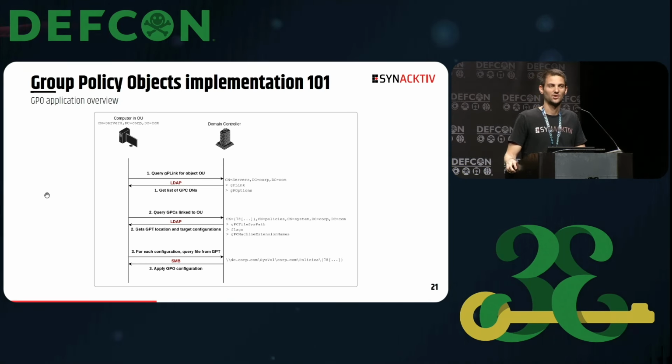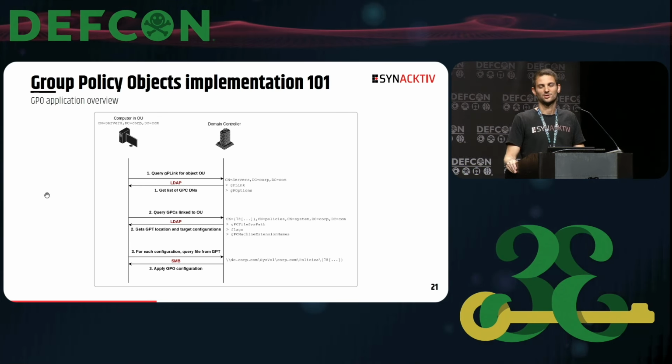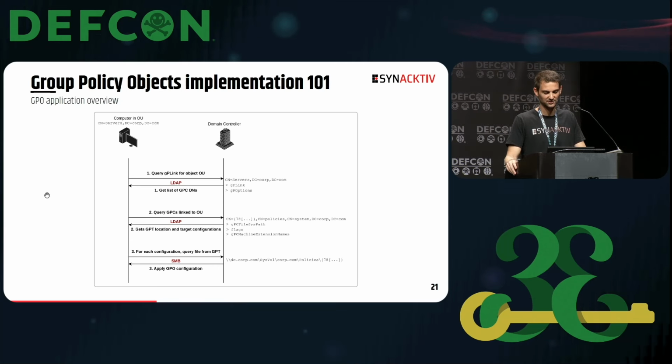Then it queries the LDAP again for more information, such as gPCFileSysPath. So now the computer knows where the files are located, on the SMB share. By default, it will be on the domain controllers in the SYSVOL share. It also retrieves information such as the flags, to know whether computer or user configuration are enabled or not. And now, because it has all the information from the LDAP, it initiates the SMB connection, retrieves all the files and applies the GPO.